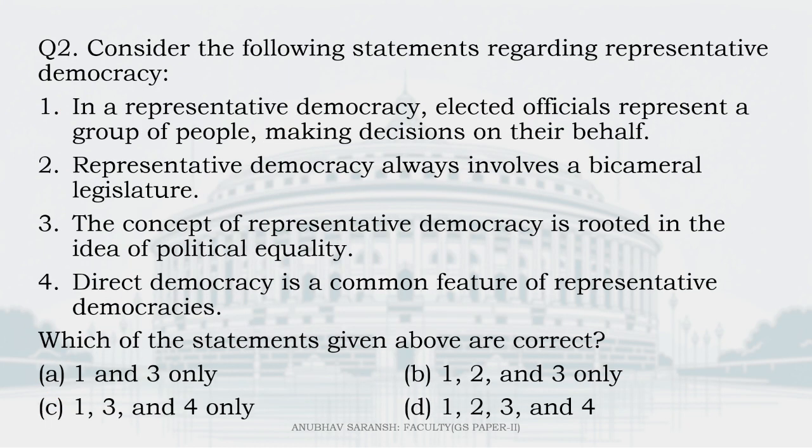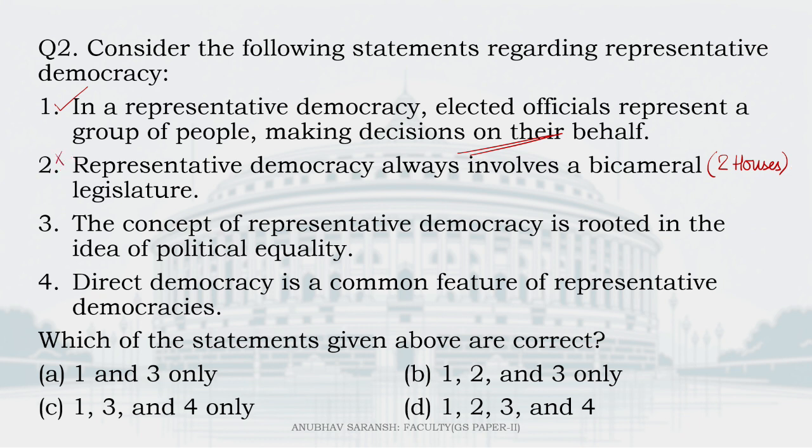Consider the following statements regarding representative democracy. Now, in a representative democracy, elected officials represent a group of people making decisions on their behalf. Now, this is correct, of course. That's the whole concept of a representative democracy, where elected officials, MPs, MLAs, whatever name you may call them, they represent the interests of the people and of course make decisions on their behalf. Number 2, representative democracy always involves a bicameral legislature. Bicameral meaning what? 2 houses. So this is not correct.